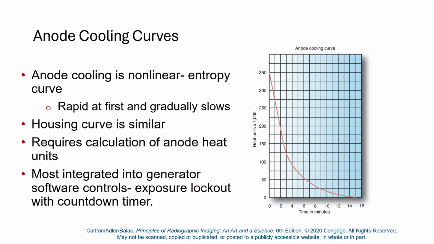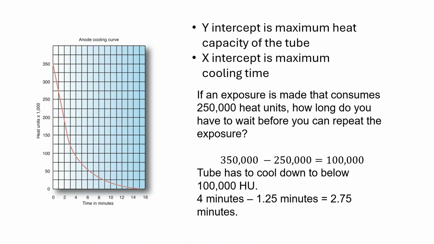This is just the graph you get of a hot object cooling off. And again, the anode cooling chart is integrated into the software controls. The computer operating system for our modern X-ray units is going to give you a pop-up window exposure lockout with countdown timer. But for the registry, you will have to know how to navigate this chart. I think I've got an example coming up on the next slide. Let's go to that.